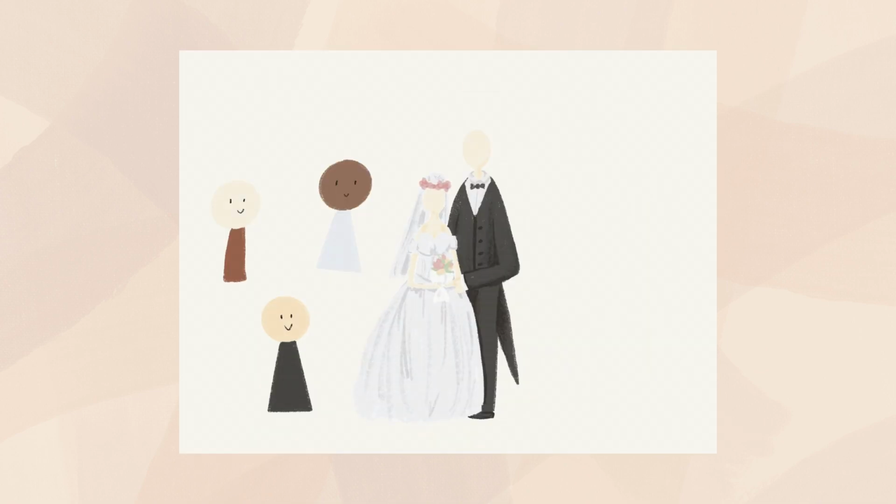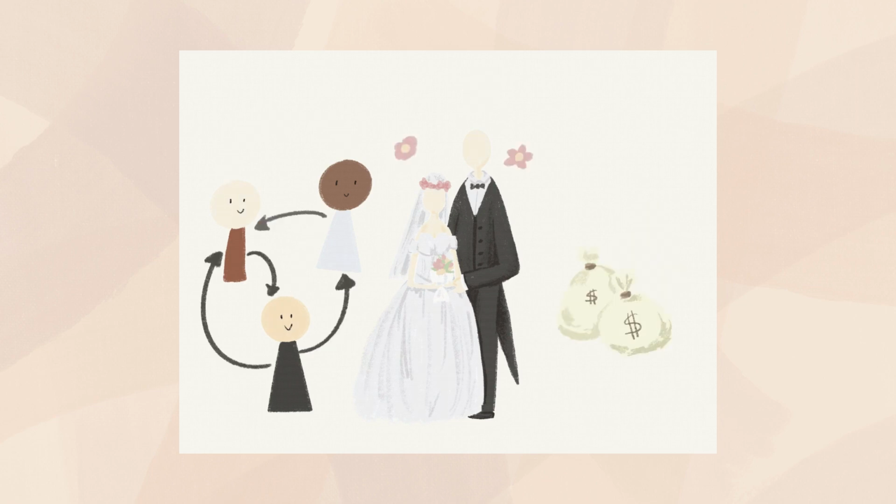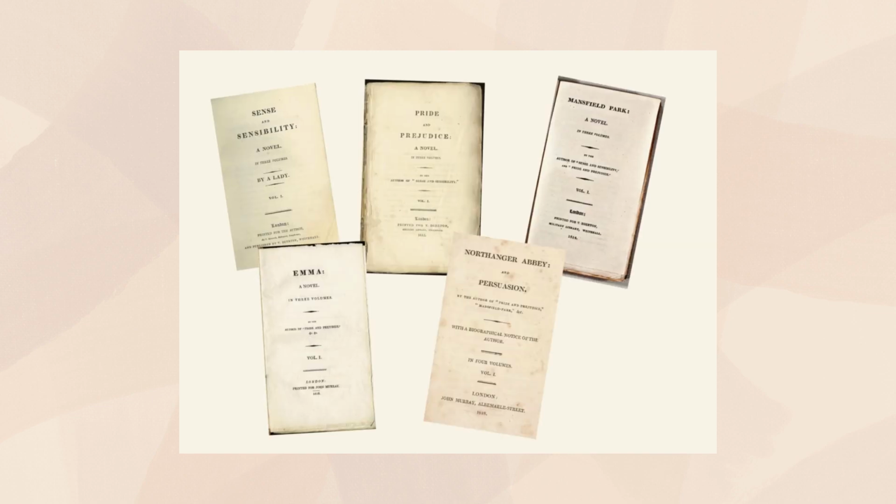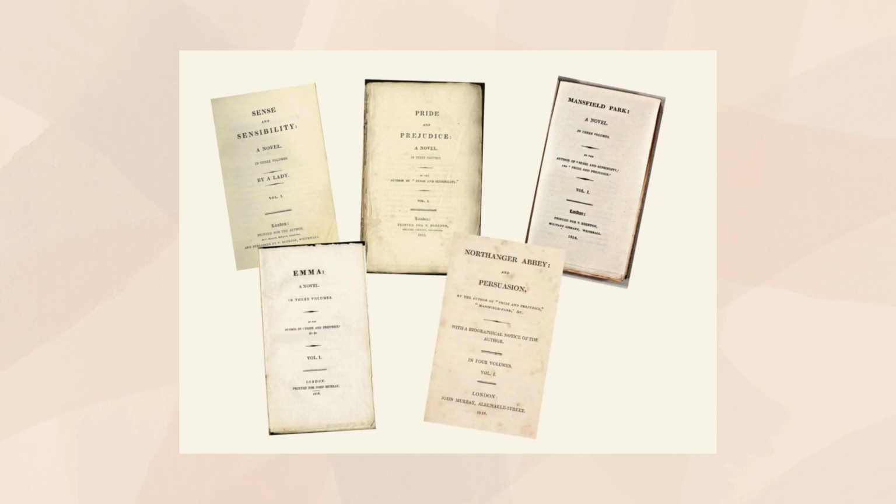Her novels revolve around relationships, marriage, and money. She wrote a total of 6 novels, which are Sense and Sensibility, Pride and Prejudice, Mansfield Park, Emma, Northanger Abbey, and Persuasion. After that, her declining health could not support her in finishing the 7th novel, Sanditon.